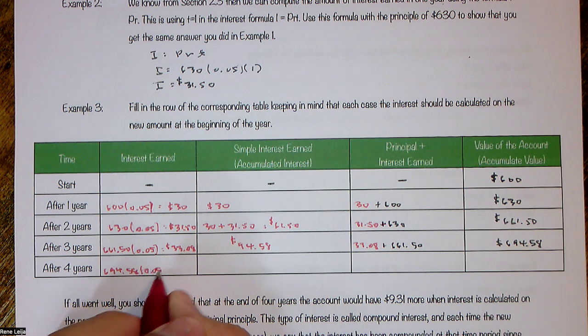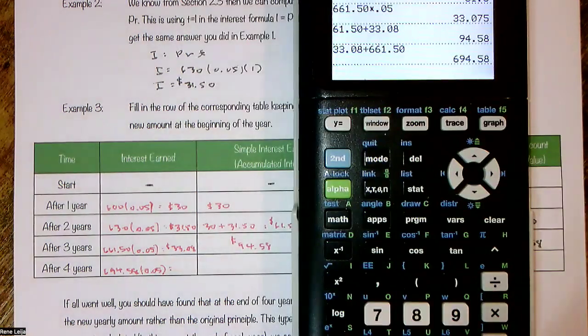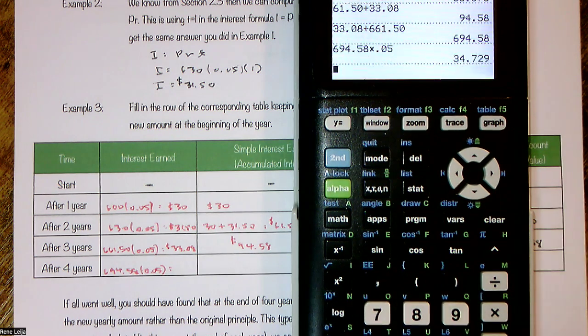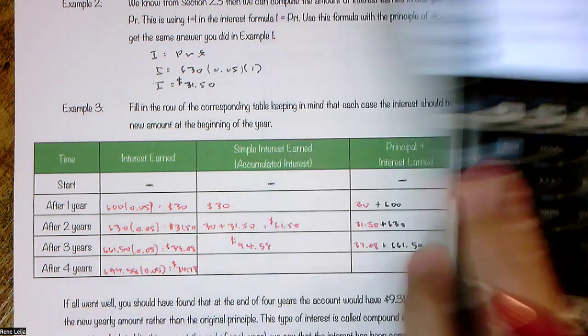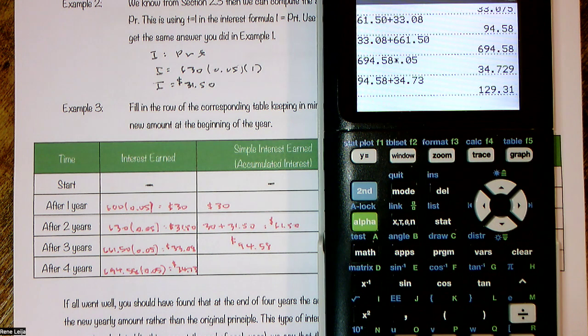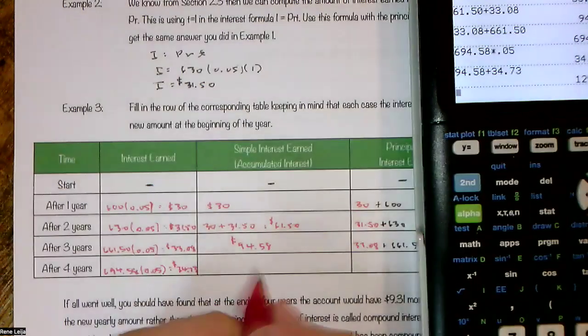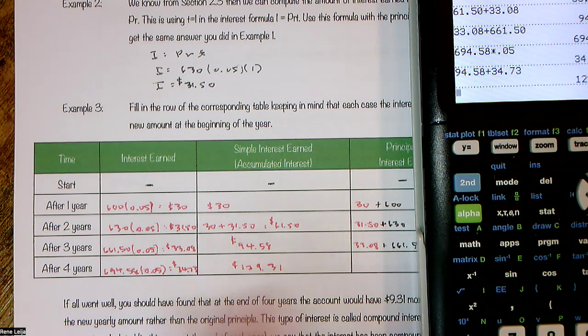Calculate the amount of interest. So we're going to multiply that by 0.05. So 694.58 times 0.05. So that's, be careful, $34.73. Okay, and then I'm going to add that to the previous interest that I had, which was $94.58 plus $34.73, which gives us $129.31 that we have accrued in interest so far.